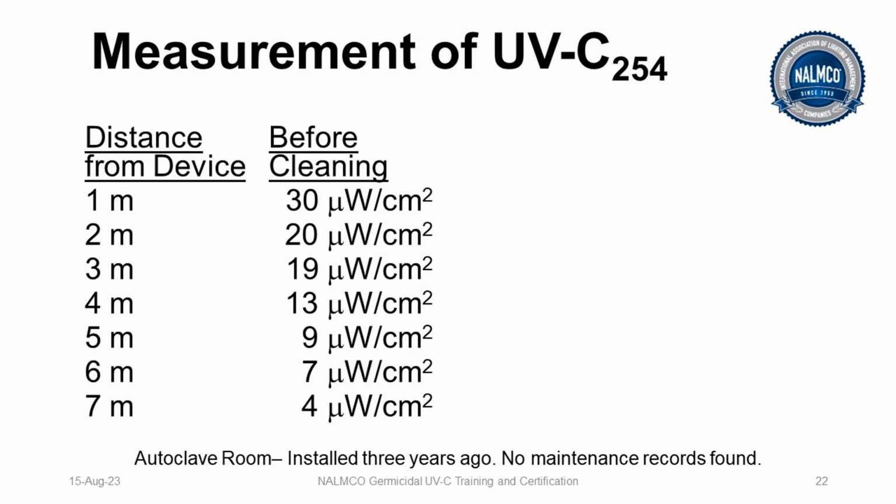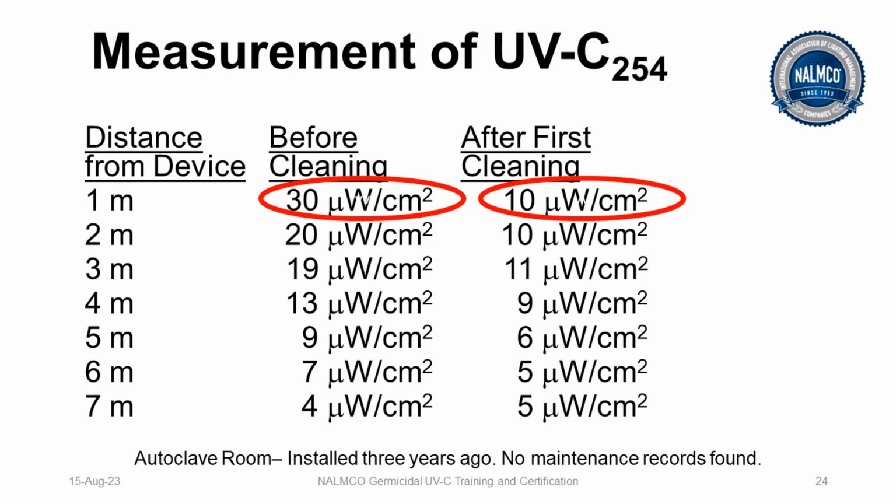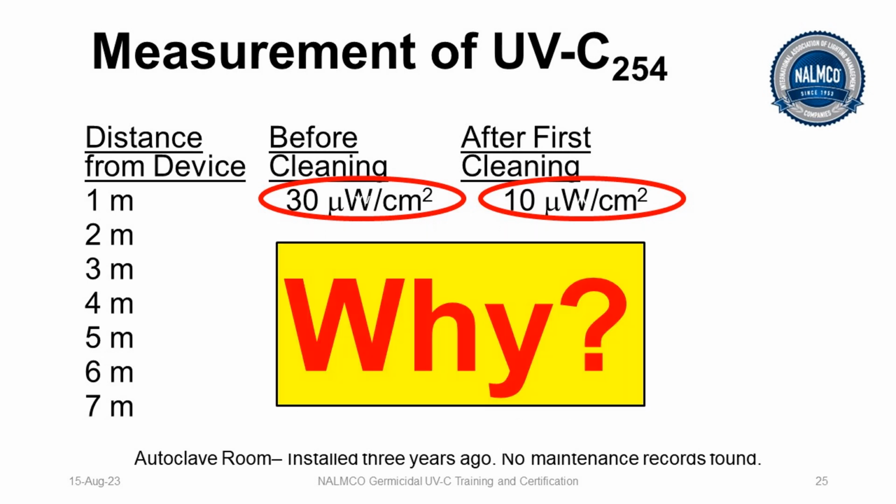So it became very obvious they needed to clean the fixture. So remember this 30 microwatts per square centimeter. After cleaning, it went down. It went down to 10 microwatts per square centimeter at that witness point. And why? Why did that happen? Well, most likely it's the cleaning process.